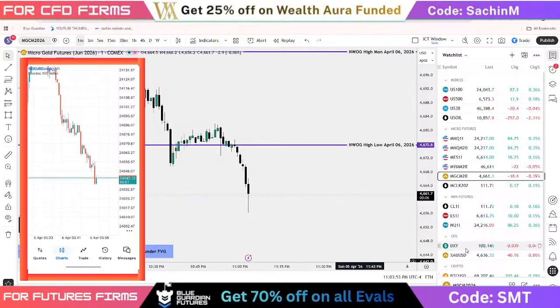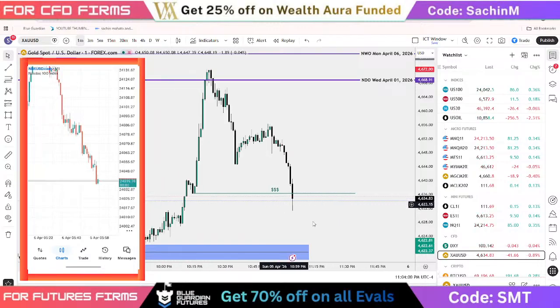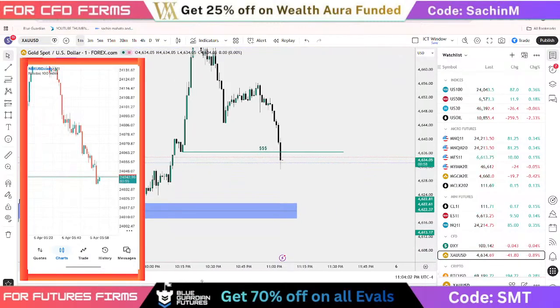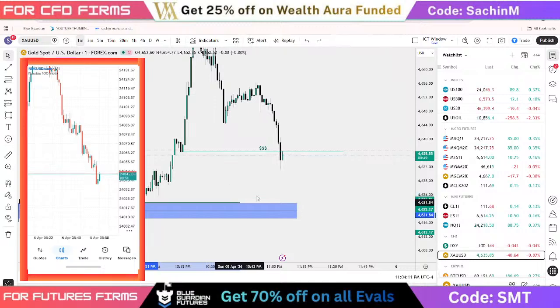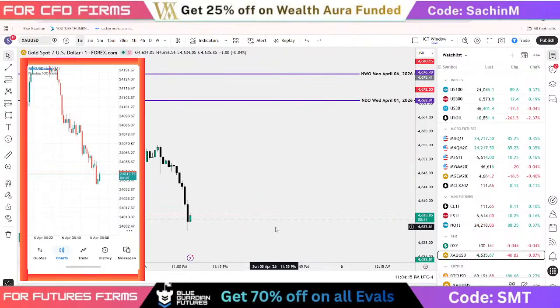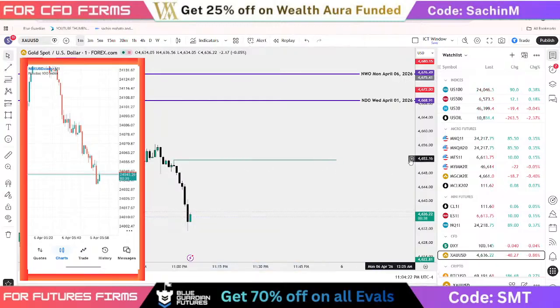Now that is a good sign on gold. This liquidity has been swiped. The swipe of liquidity has been there, so we are looking for this liquidity swipe as well. If the market wants to give us another liquidity swipe, now we look for market structure shift. That will be here. Add alert here.